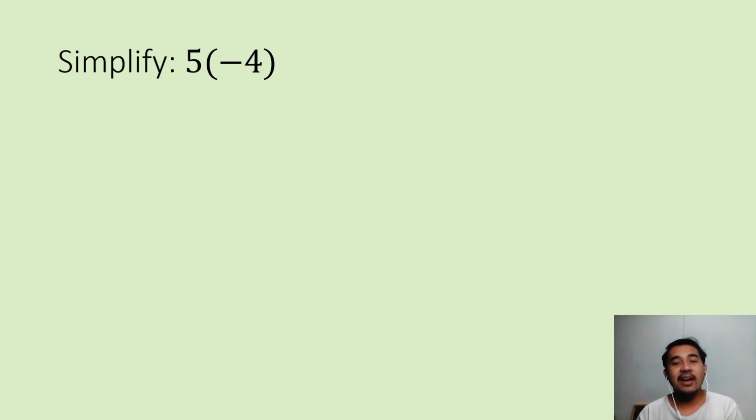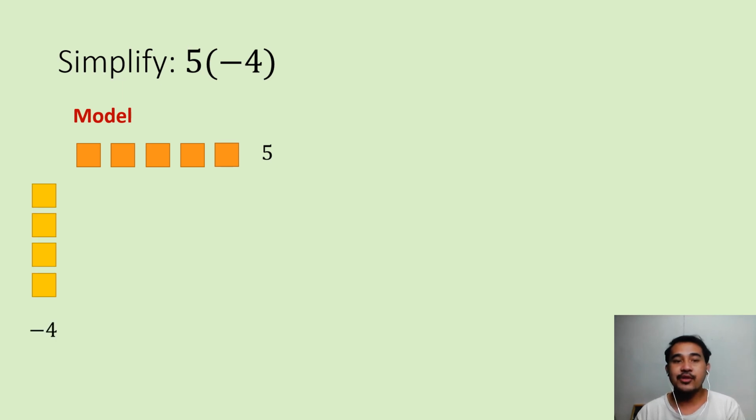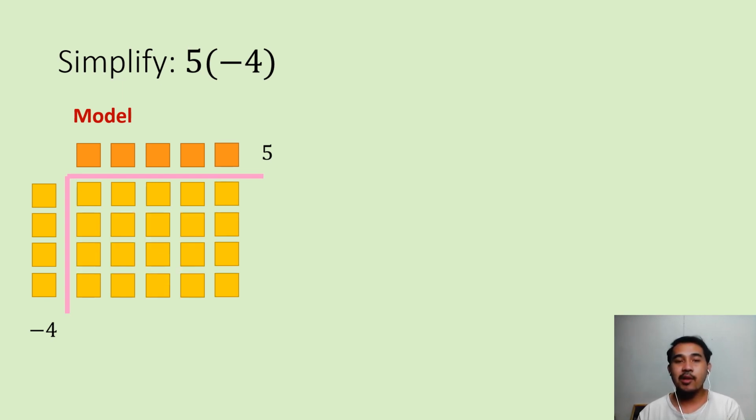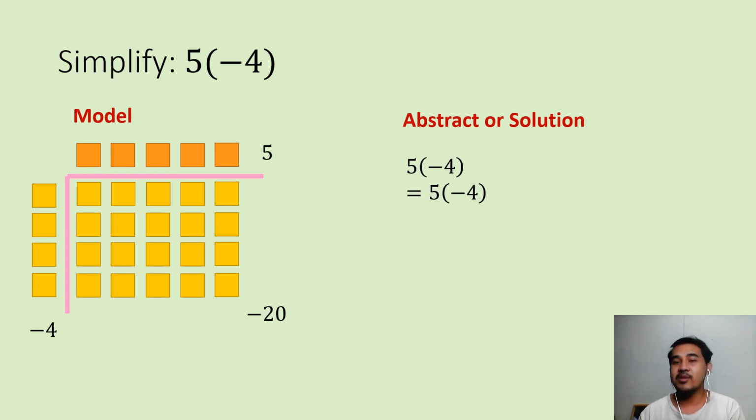Let's have 5 times negative 4. In the model, the horizontal is 5, then the vertical is negative 4. Having all the dimensions, multiplying one at a time, that's negative 1, negative 1, negative 1, another negative 1 and negative 1. Expediting, the dimension will lead you to negative 20. In the abstract or solution, when you write that, it's 5 times negative 4, and that will be negative 20.